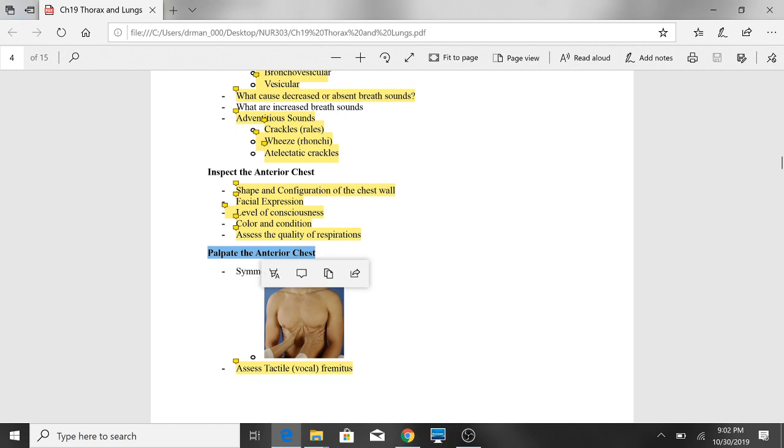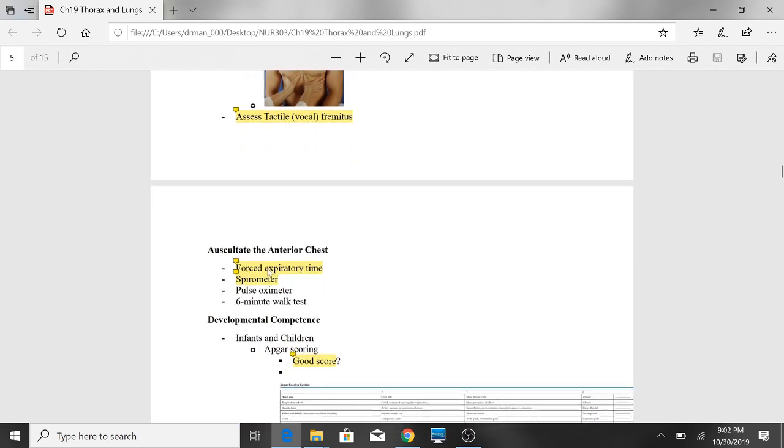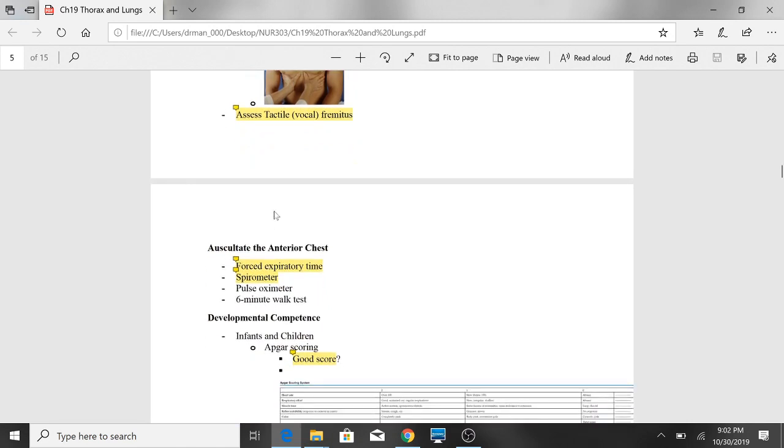You go to palpating the anterior chest, and check symmetric chest expansion, just like posterior. When we palpate the posterior chest, do it in front and just feel it. And then we assess tactile vocal fremitus, saying 99, pretty easy. Then we look at auscultating the anterior chest, looking at forced expiratory time: how long does it take to empty lungs that are fully filled? Then you've got the spirometer, which looks at healthy tissue, stuff like that.